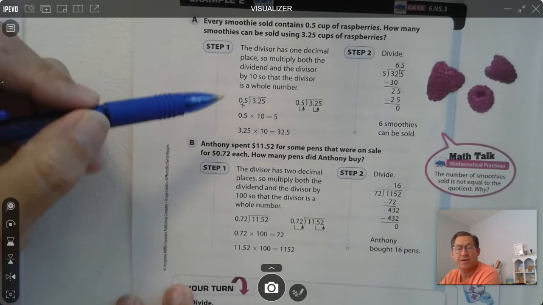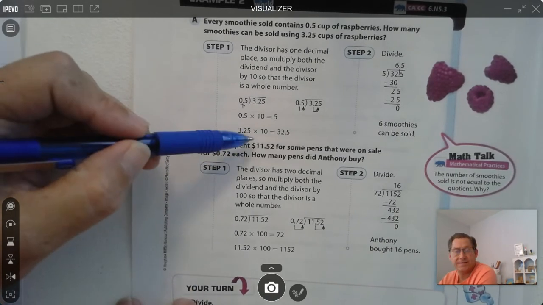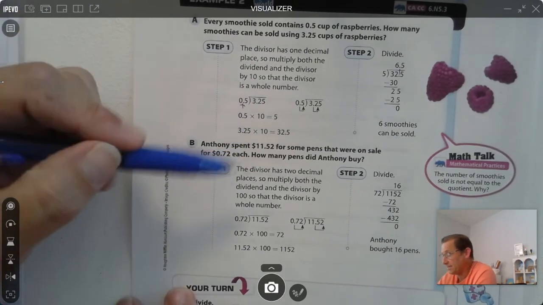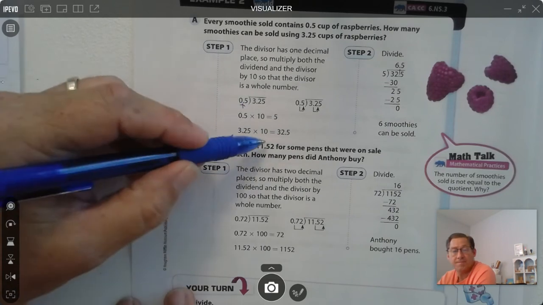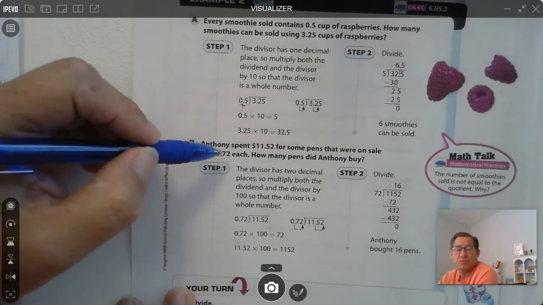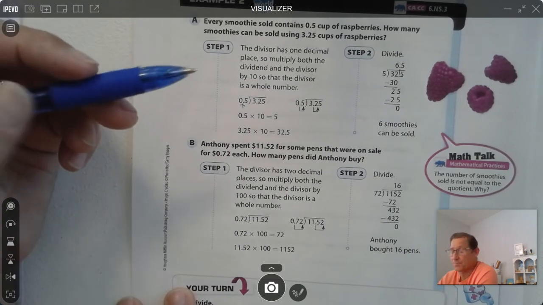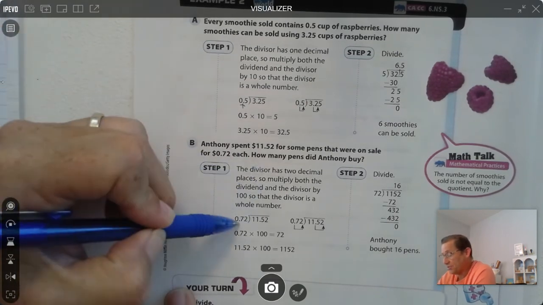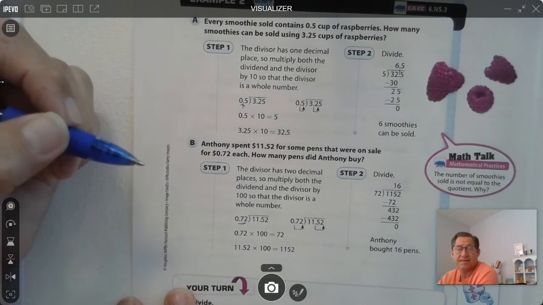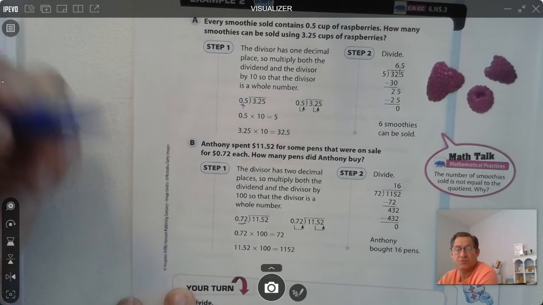All right, how about when we're talking about money amounts? So Anthony spent $11.52 for some pens that were on sale for 72 cents each. How many pens did Anthony buy? So the divisor has two decimals this time. It has two decimal places.